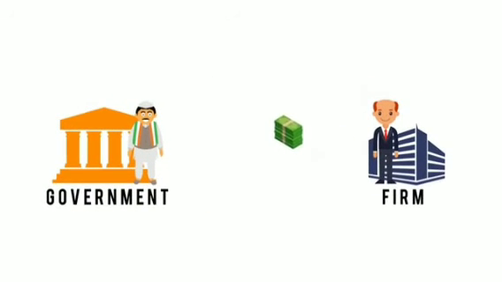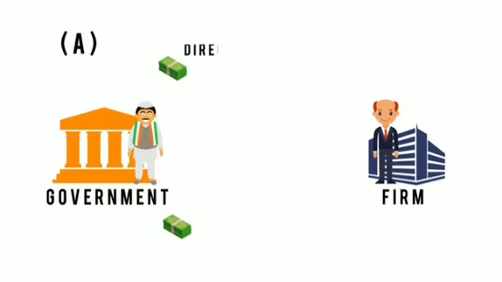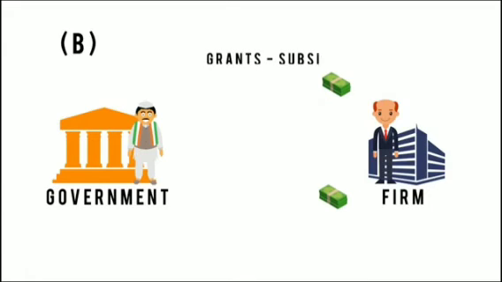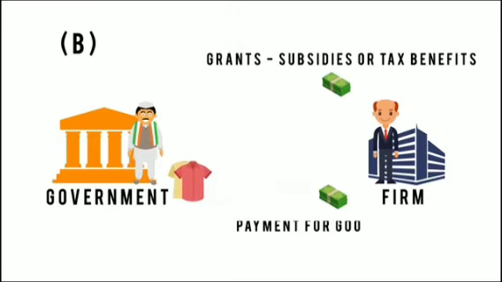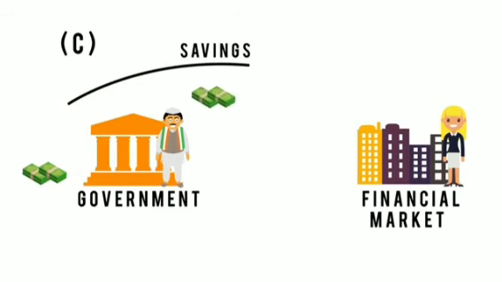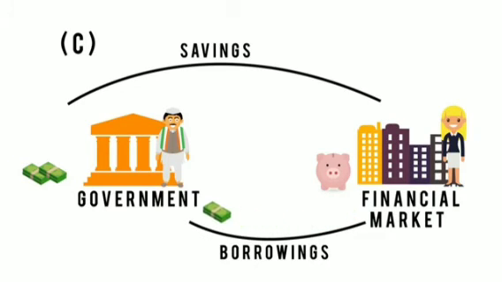Money flow between firm and government. A. Money flows from firms in the form of direct tax like corporate tax, and indirect tax such as sales tax. B. Money flows from government to the firms, when government grants subsidies or tax benefits to firms, or when government makes payment to firms for the purchase of goods and services purchased from firm. C. A part of the income earned by government is also saved and deposited in the financial markets. Government also borrows money from the financial markets to meet its expenditures.